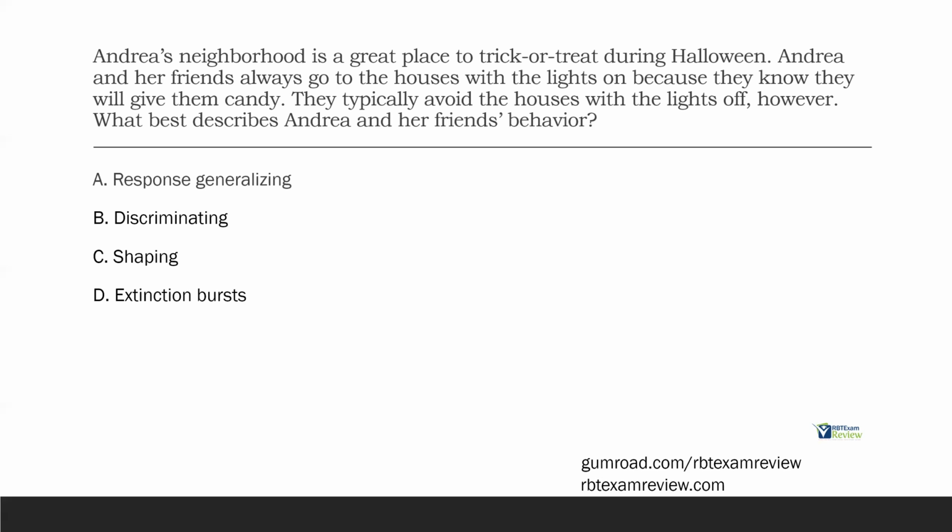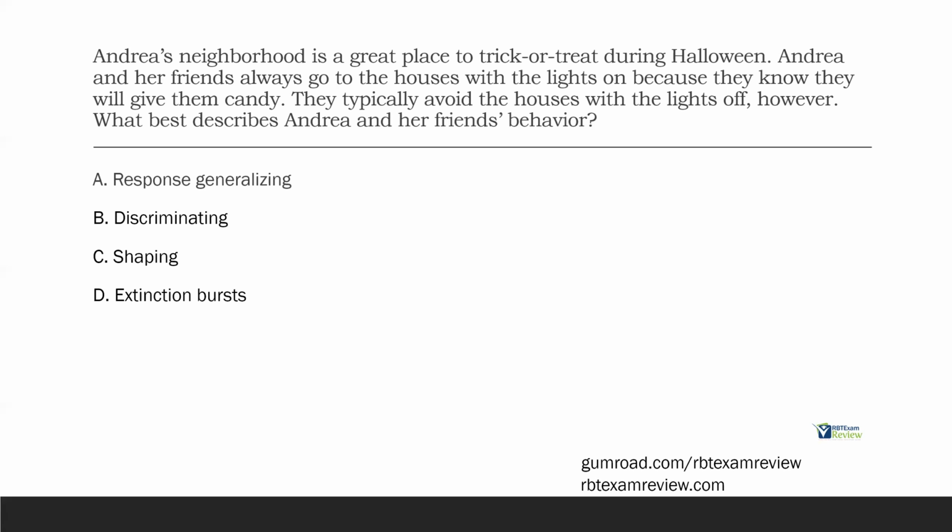What is Andrea doing? What are they doing? Are they response generalizing? Well, what is the response here? The response here is going to houses and trick-or-treating. So it's the same response, right? So they're not response generalizing because response generalizing involves multiple responses, right? That's not occurring here. It's only the same response, right? But they're able to what? They're able to discriminate between houses with the lights on, houses with the lights off through differential reinforcement, right? Reinforced for houses lights on, not reinforced or extinction with lights off.